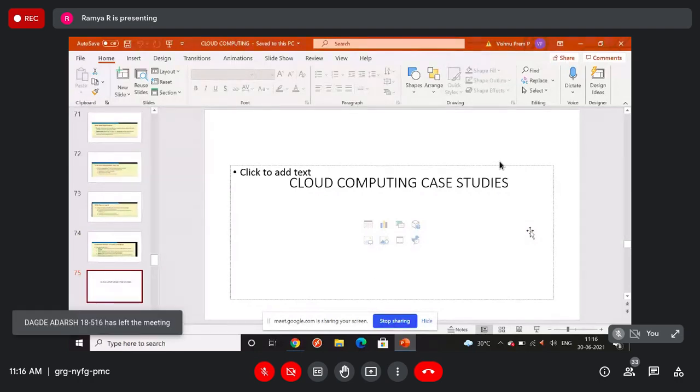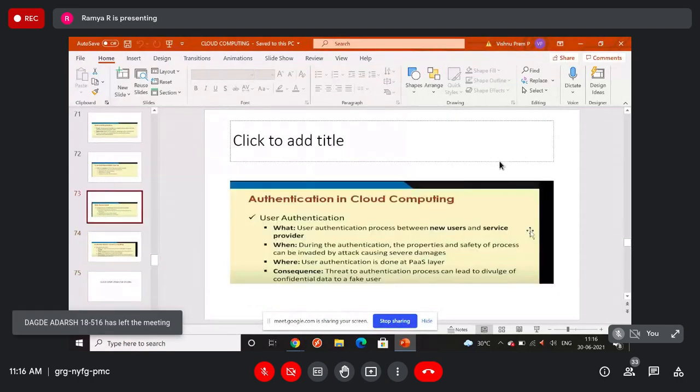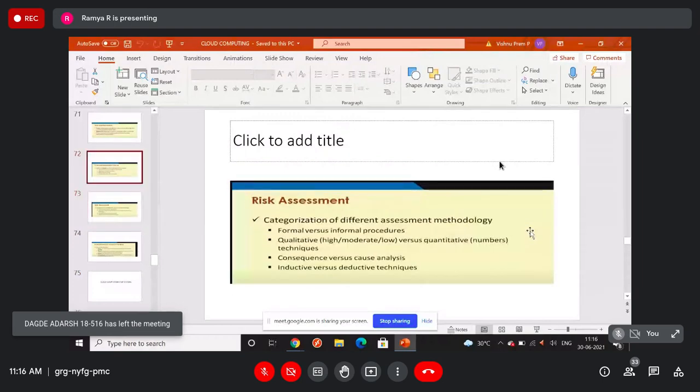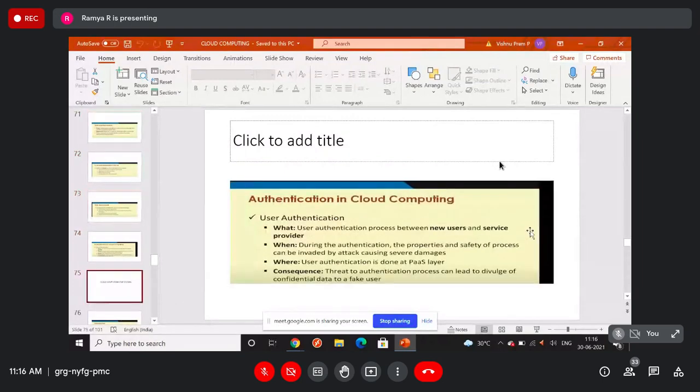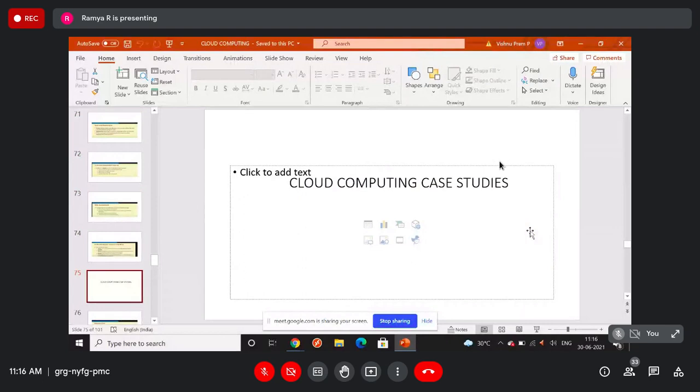So now we see some of the case studies. These are the security and risk assessment, trust, and the reputation of the cloud. So many things we discussed, right? Now this is not much important, we'll just go through those things. These are some of the case studies.